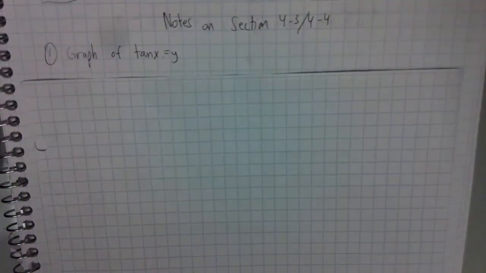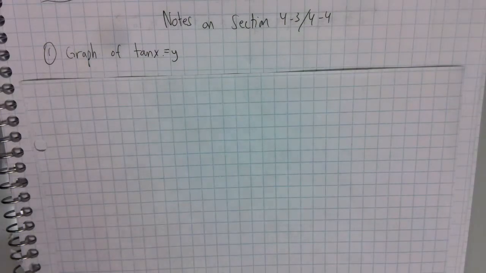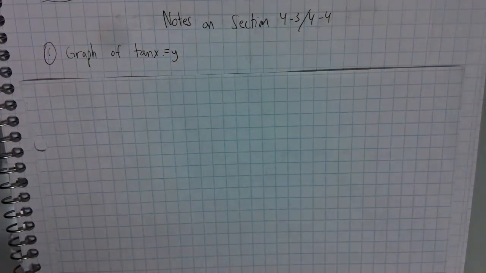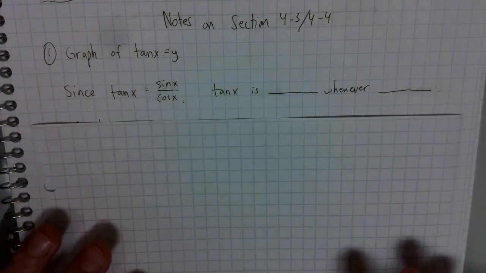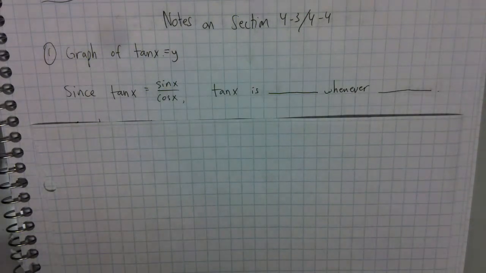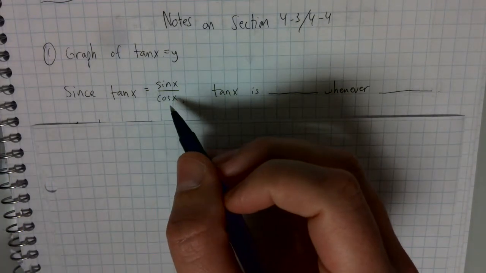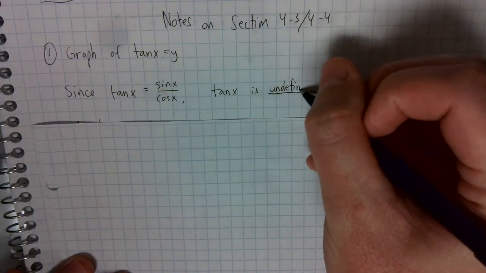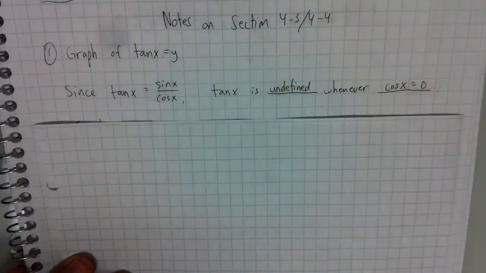Okay, so for this video, we are going to talk about section 4.3, which is graphing the tangent and cotangent functions. So we're first going to talk about how to graph the tangent function. And to do this, we need to look at this using the identity that tangent x is actually equal to the sine x function divided by the cosine x function. So what that tells us is that tangent will be undefined whenever cosine x is equal to 0.